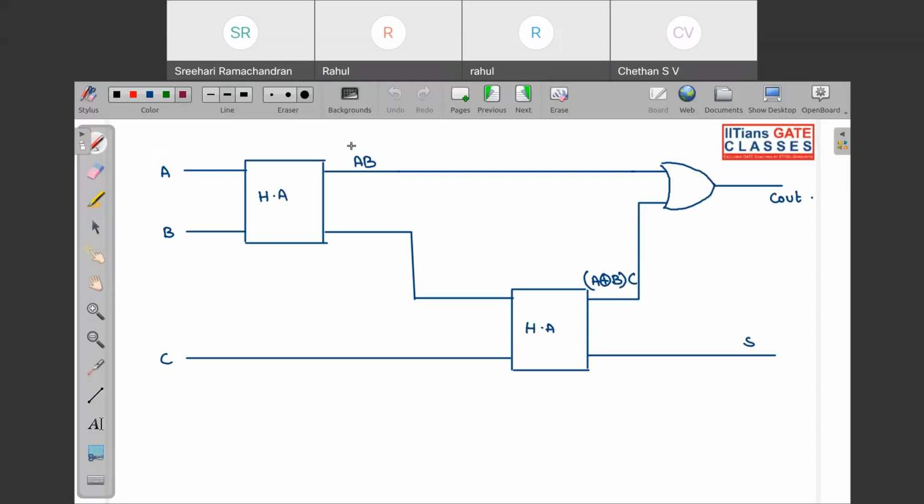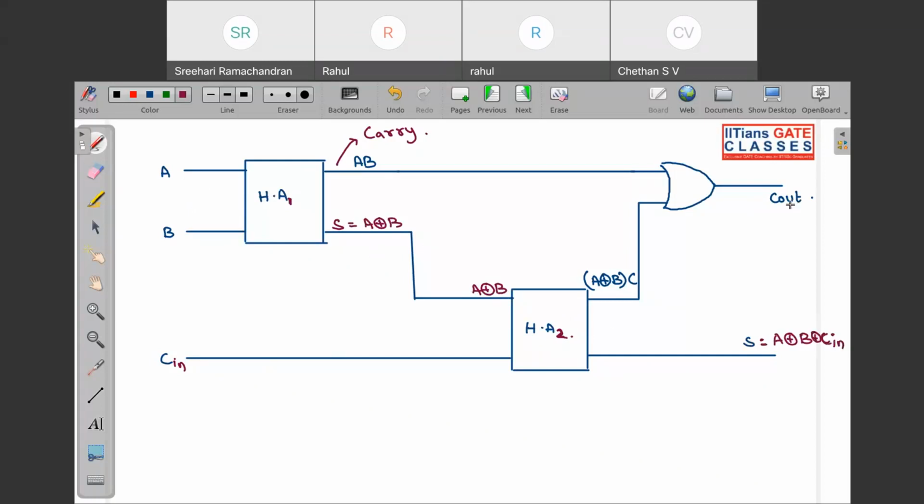A full adder is constructed using two half adders. Look over here, we have half adder 1 and half adder 2. The input of half adder 1 is A and B. This is your carry and this is your sum, that is A XOR B. This A XOR B is coming over here and this Cin is coming. So this is the overall sum of the circuit, that is A XOR B XOR Cin.